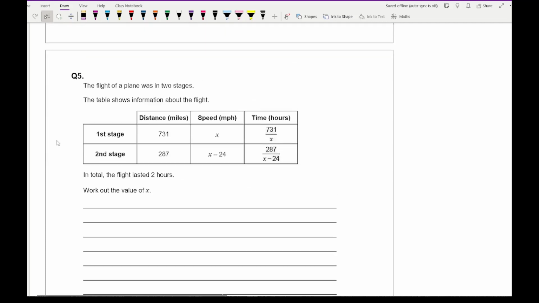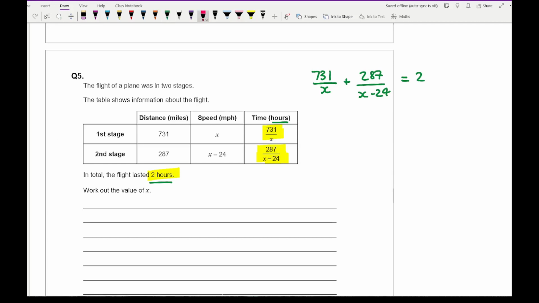So for this, what we know is that the total flight is the first stage plus the second stage, and that all equals 2 hours. So what we've got is 731 over x plus 287 over x minus 24, and that equals 2. Now I don't need to worry about the units because time is measured in hours, and I've been given that it's 2 hours, so there's no conversions needed. So what I need to do is find out what x is.